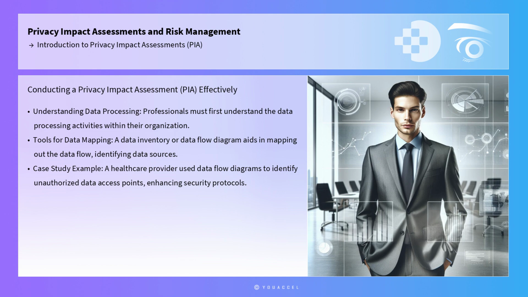To effectively conduct a PIA, professionals must first understand the data processing activities within their organization. This involves mapping out the data flow, identifying data sources, and understanding how data is collected, used, shared, and stored. A practical tool that aids in this phase is a data inventory or data flow diagram. These tools provide a visual representation of data movements, helping to pinpoint areas where personal data might be at risk. For instance, a case study involving a healthcare provider revealed that data flow diagrams were instrumental in identifying unauthorized data access points, leading to enhanced security protocols.